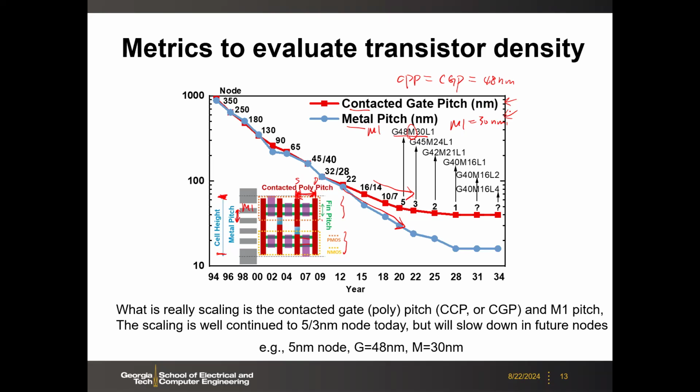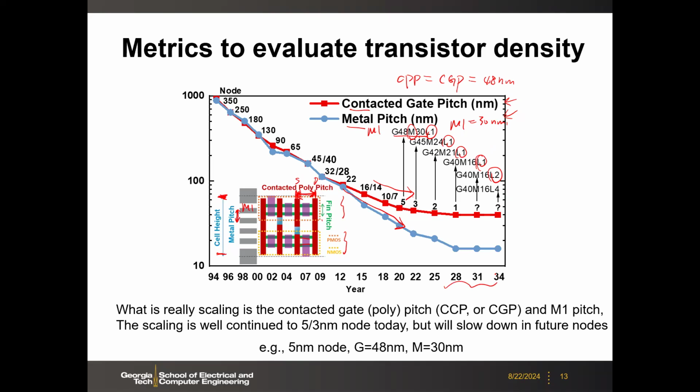Question? M30 means the metal 1 pitch is 30 nanometer. L1 means 1 layer, 2D design. L2 means we are going to move to the 3D CFET, or multiple NMOS on top of PMOS, multiple transistors vertically stacked. L1 means still only 1 layer of transistors. Of course, those are projections. This will be seen in a few years.